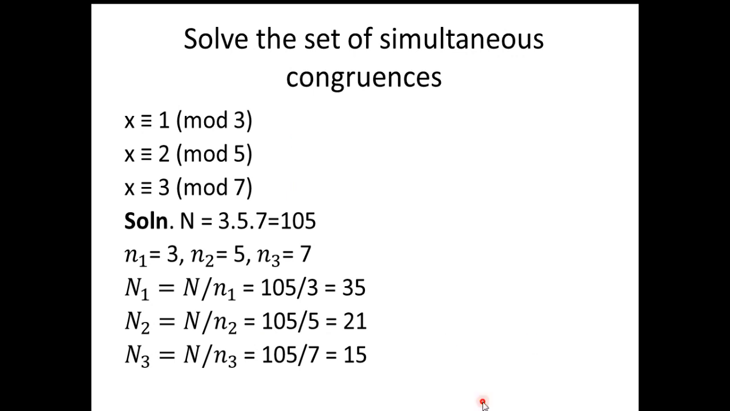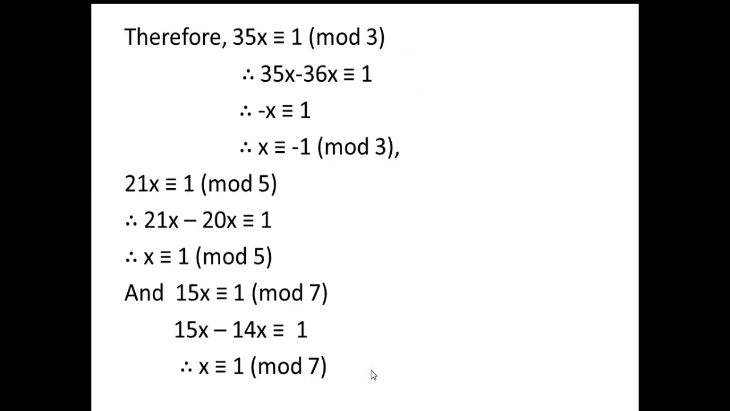Now solve the set of simultaneous congruences. We have this system: x is congruent to 1 modulo 3, x is congruent to 2 modulo 5, and x is congruent to 3 modulo 7. So first of all, we have to find capital N, which is 3 times 5 times 7. So this is 105. Here n1, n2, n3 are given to be 3, 5, 7. Then capital N1 will be N upon n1, which is 35. N2 will be 105 upon 5, which is 21. N3 will be 105 upon 7, which is 15.